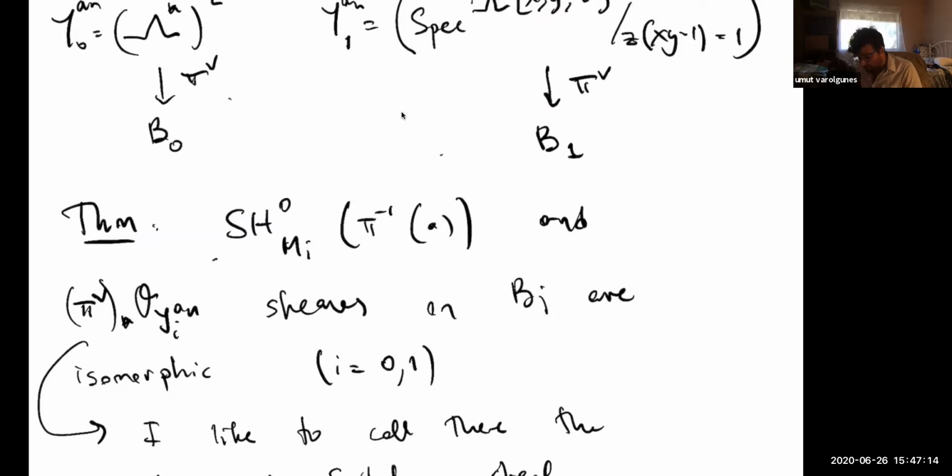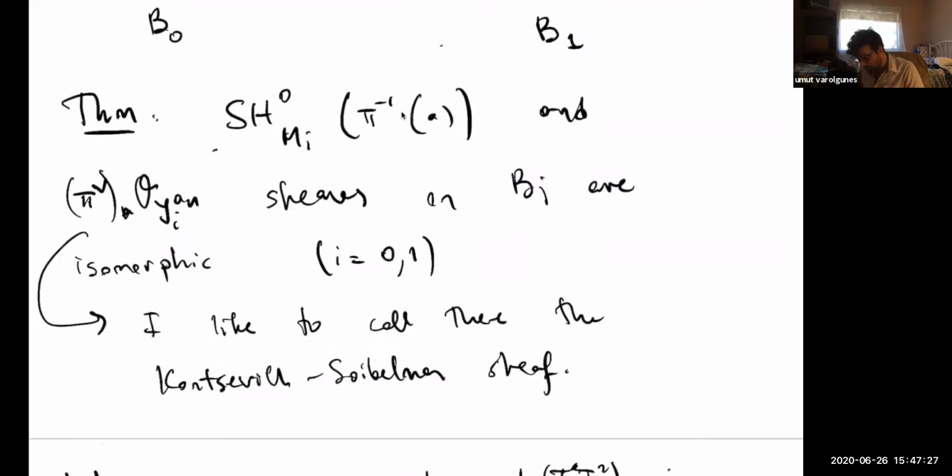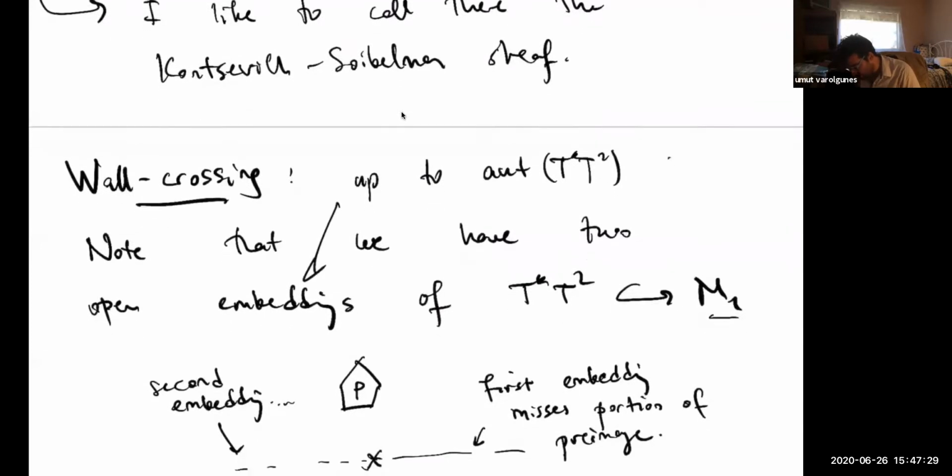Okay, so on the A side, I have the SH0 sheaf, and on the B side, I just have the pushforwards of the structure sheaves, the sheaf of analytic functions, to the base under these maps. Okay, so this is supposed to be a theorem.